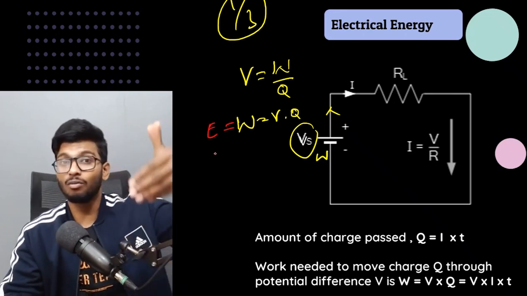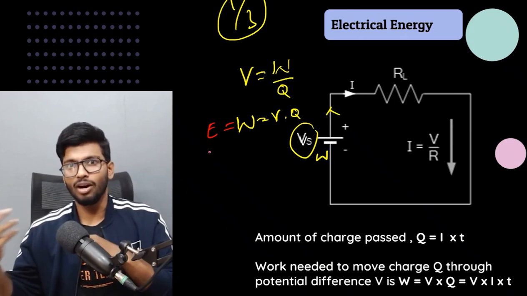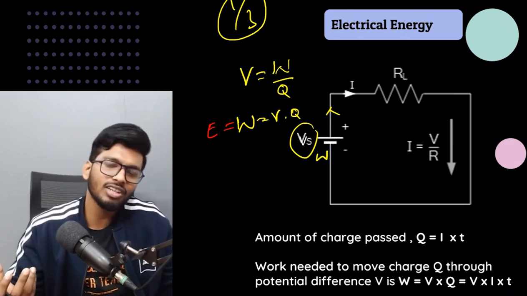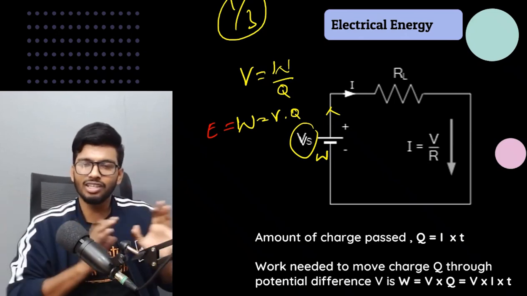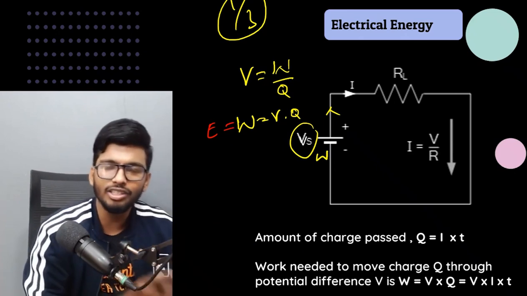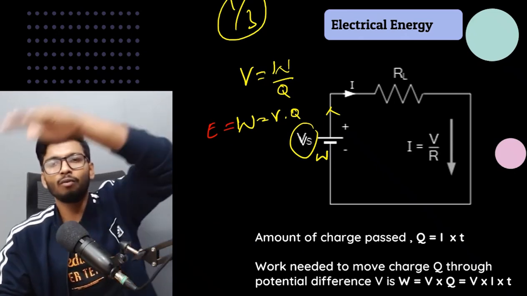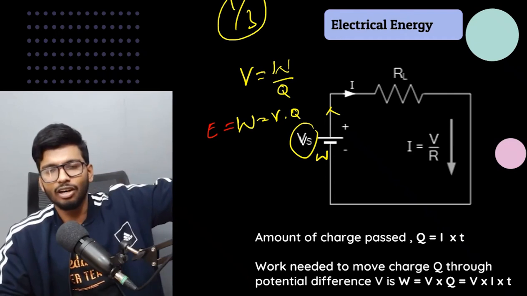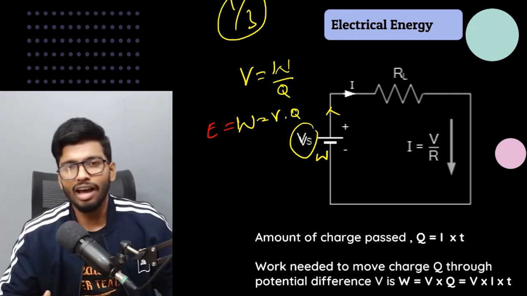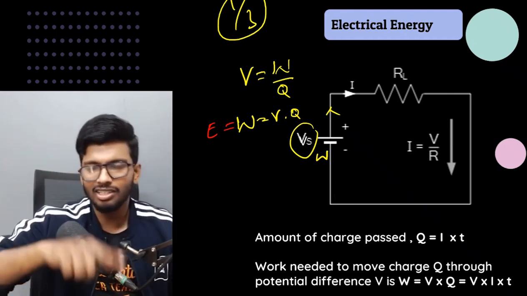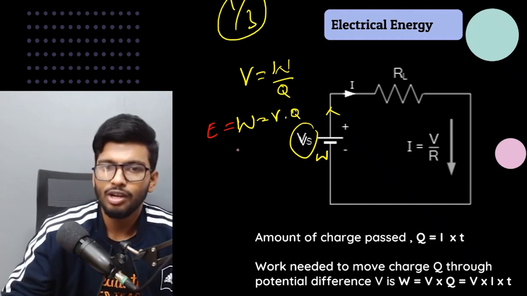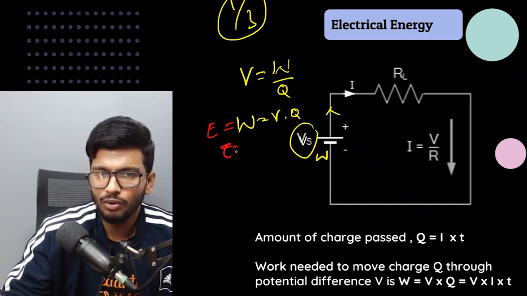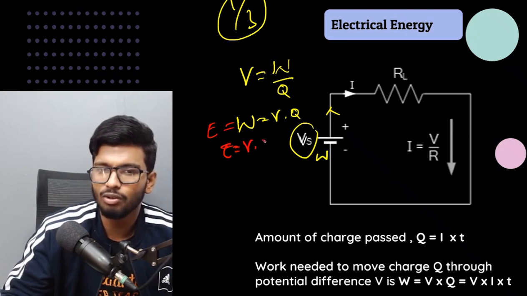Because the more the potential difference, the more the work done by the battery, and the more the energy gained by the charges, because the battery is pushing these electrons with more energy. So they get more energy and they start to move from one terminal to the other. So energy gained by charge is equal to work done, which is equal to V into Q. So I can say that E is equal to V into Q here. Instead of writing it as W, I can write it as E is equal to V into Q.